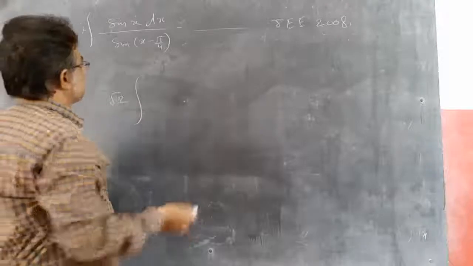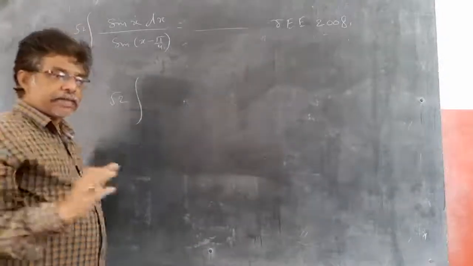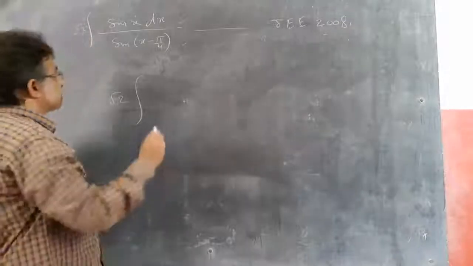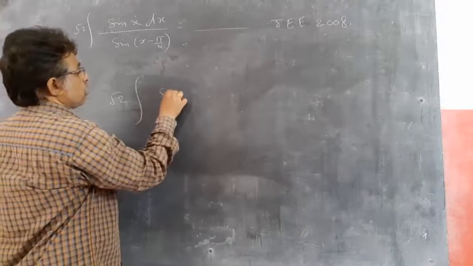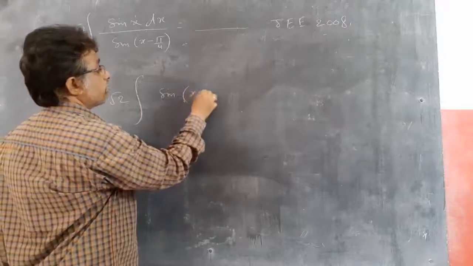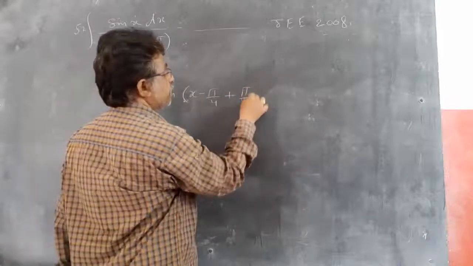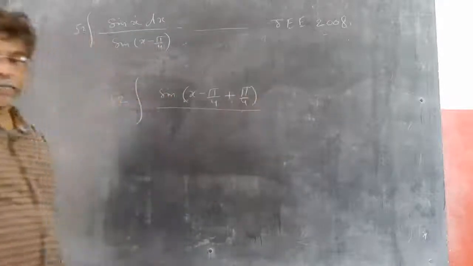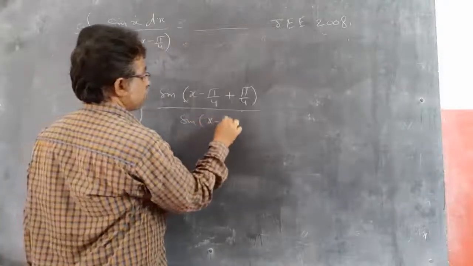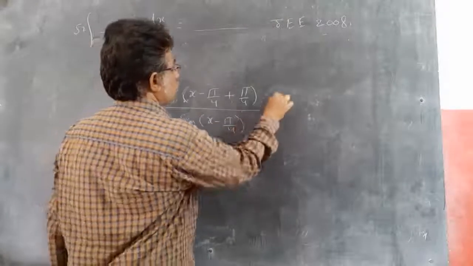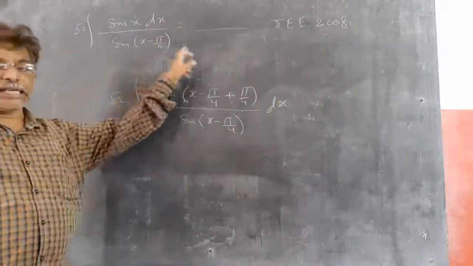The second method you can try: just the sin of a minus b expansion, numerator equals a into d by dx of denominator plus b into denominator. That is the easiest method. 7 marks of physics. Now for this sum I am adding pi by 4 and subtracting pi by 4. So plus pi by 4 minus pi by 4, by sin of (x minus pi by 4). This is one method. Second method is sin a cos b minus cos a sin b.